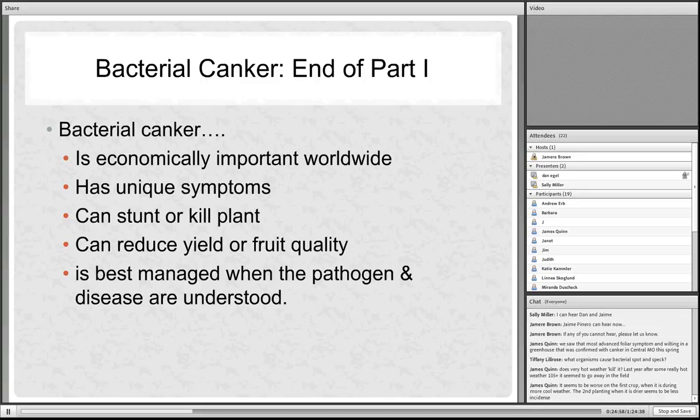This is the end of part 1. So my conclusions here: bacterial canker is economically important. It has some unique symptoms, and I'd point especially to the fruit symptoms. The disease can stunt or kill a plant, can reduce yield or fruit quality, and my section of the talk is I'm trying to convince you that the disease is best managed when the pathogen and the disease are understood.